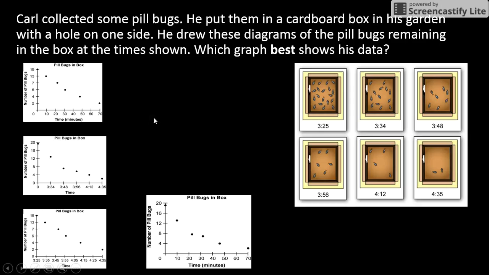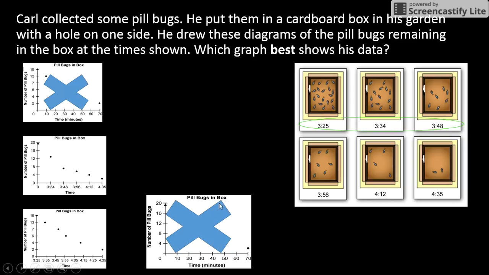So right off the bat, which ones can we get rid of? This time goes from 0 to 70. He did not watch these bugs for 70 minutes, so we can get rid of that one. And we can get rid of that one. He did not watch the bugs for 70 minutes. So we're down to these two.